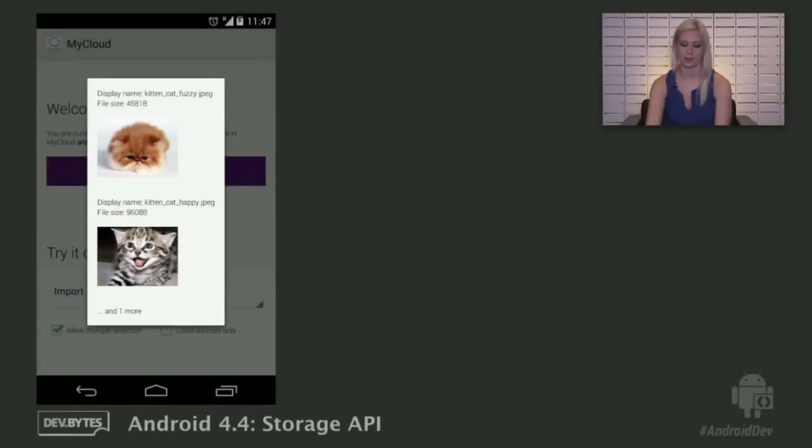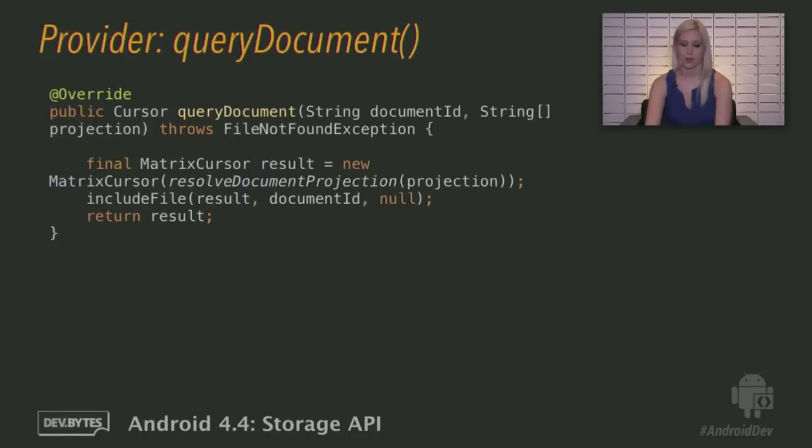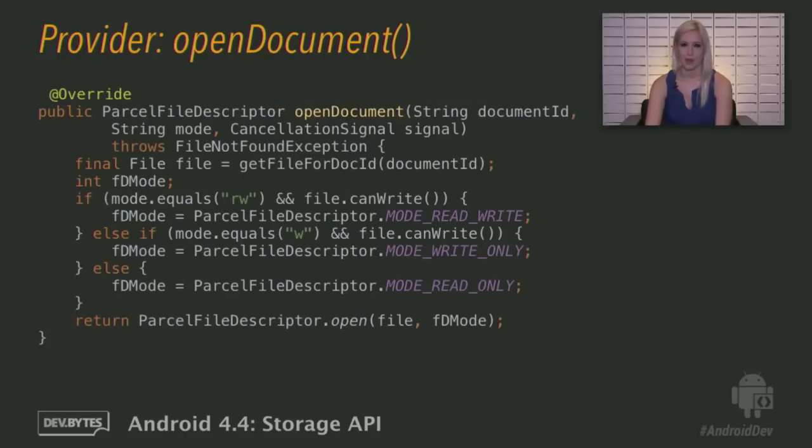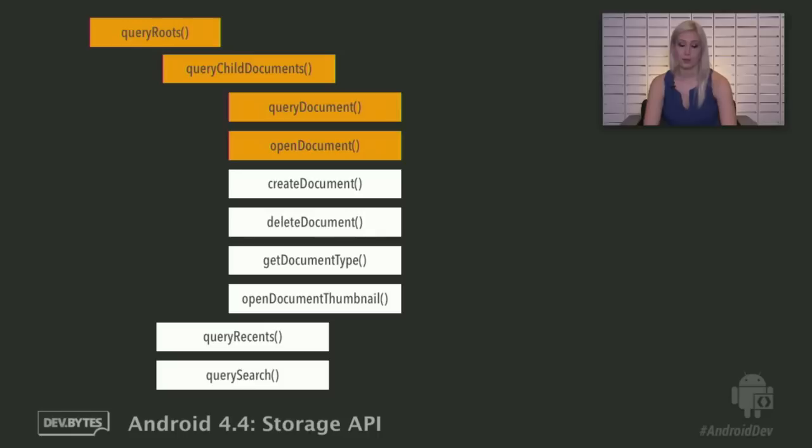So query document, one or both of query document or open document, will get called when the user selects a document. Query document returns the same information that was passed in query child documents, but just that specific file, just the one of them. Open document returns a parcel file descriptor, which another application can use to stream data. You can see that we're setting the access mode, and the system takes care of issuing URI permission grants for us. Those first 4 are enough to get your content provider up and running.